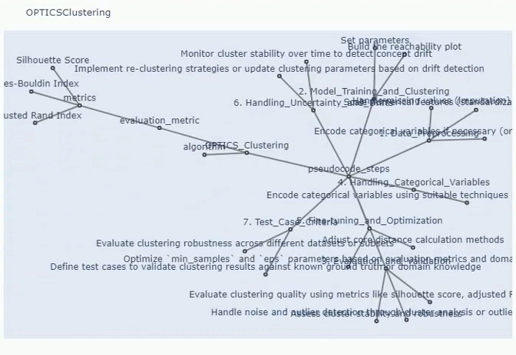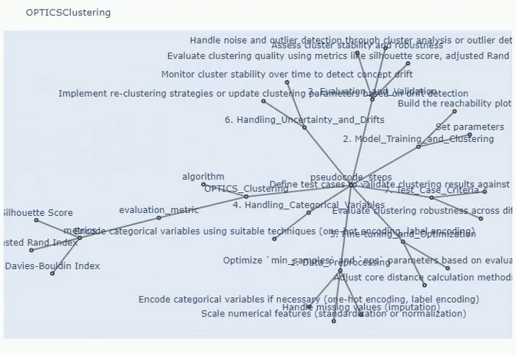Assess cluster stability and robustness. Details: monitor how clusters change over time and evaluate results across different datasets to ensure consistency. 4. Handling categorical variables. Description: process categorical variables appropriately for clustering. Steps. Encode categorical variables using suitable techniques.